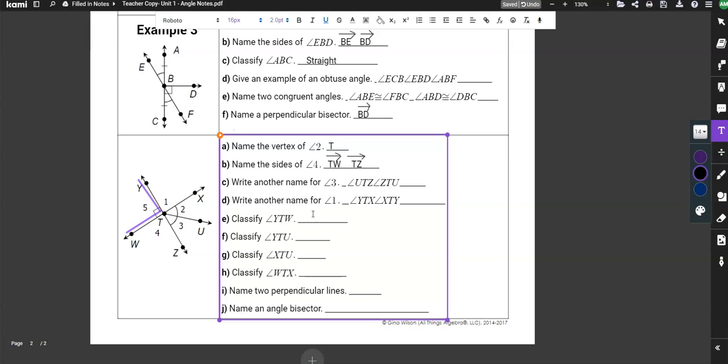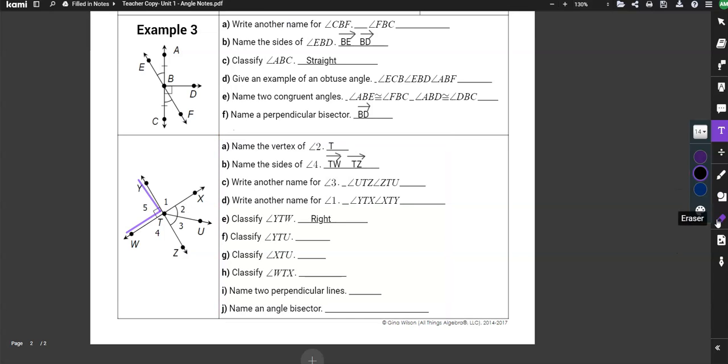All right, and that's going to be a right angle. We can know that because it has the box. Now, we have the box here, so if it's 90 degrees and it forms a straight line, that means this is also a 90-degree angle, this is a 90-degree angle, and 2 plus 3 is also a 90-degree angle.